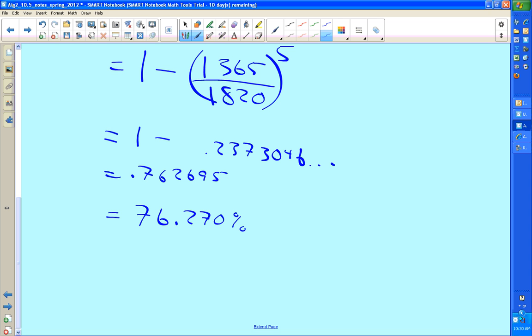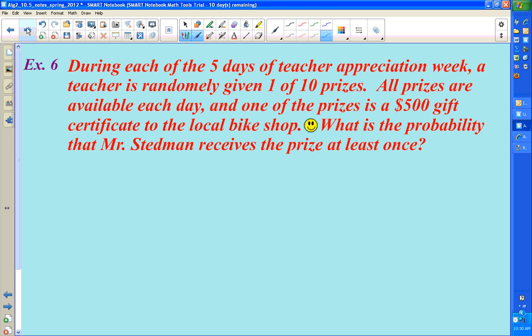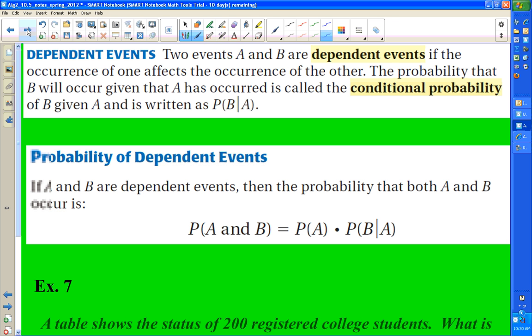Any questions on that? Okay, so now we'll go to dependent events.